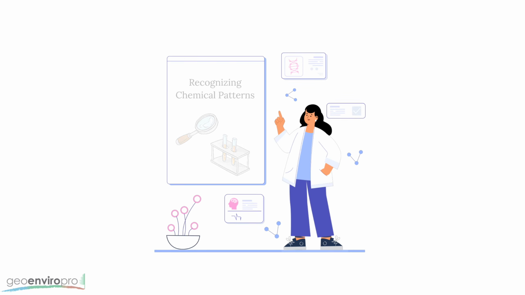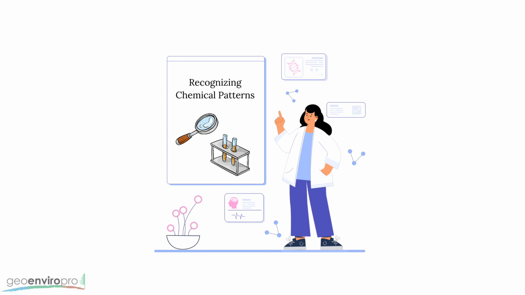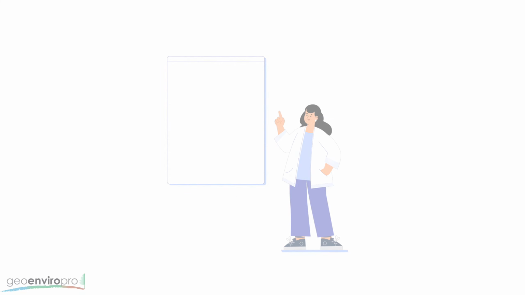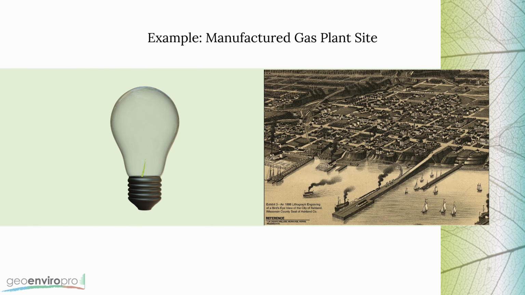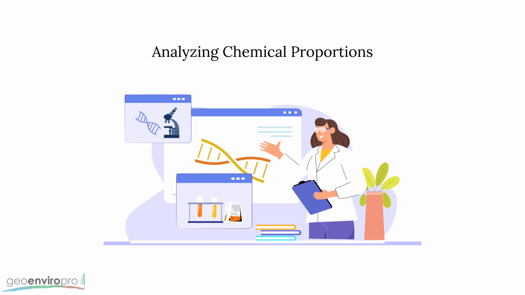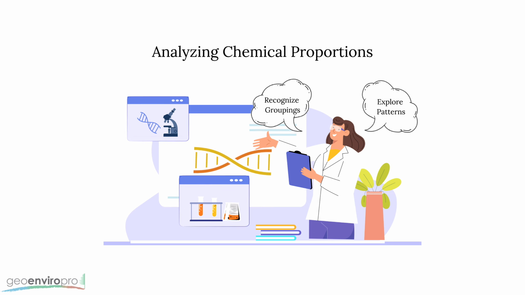For instance, recognizing chemical patterns in sediment samples can indicate if a pollution source is from a particular site or from background. This approach offers valuable insights for understanding and effectively mitigating challenging environmental sites. In forensic chemistry, we often analyze chemical proportions to explore patterns and recognize groupings or chemical signatures.